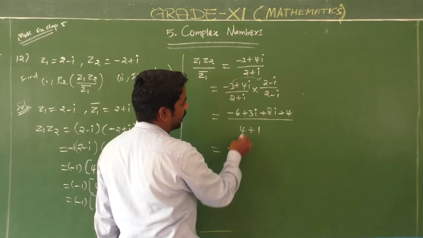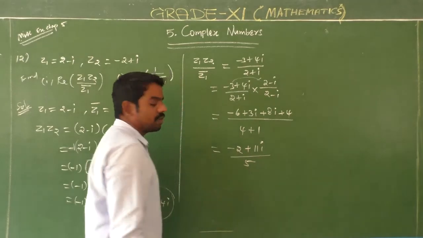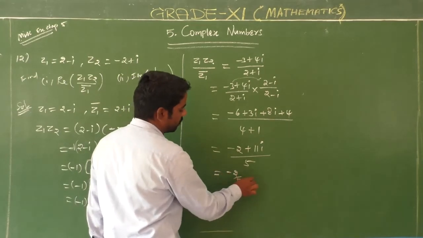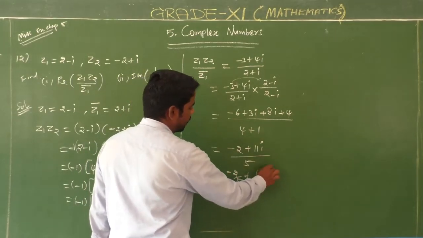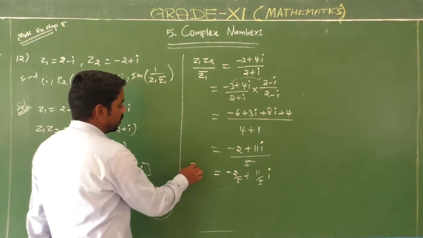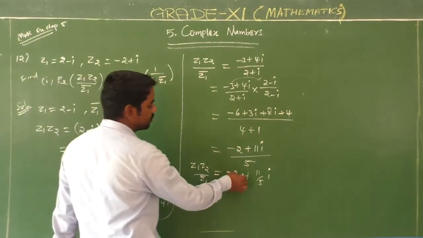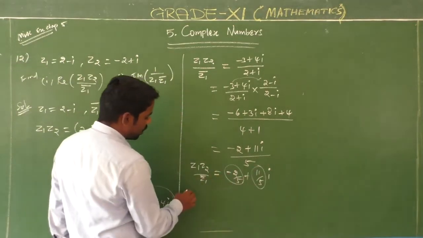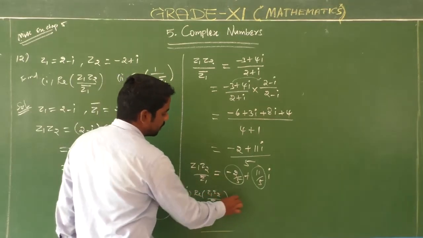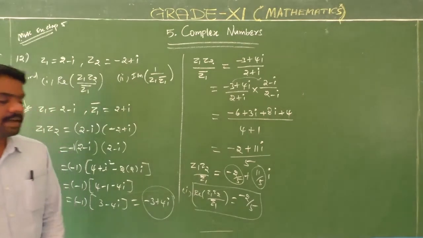Real part: minus 6 plus 4 is minus 2. Imaginary part: 3i plus 8i is 11i, divided by 5. So it is written as minus 2 divided by 5 plus 11 divided by 5 i. Here we need the real part of Z1 Z2 by Z1 bar. So the real part of Z1 into Z2 by Z1 bar is equal to minus 2 divided by 5. This is the answer.